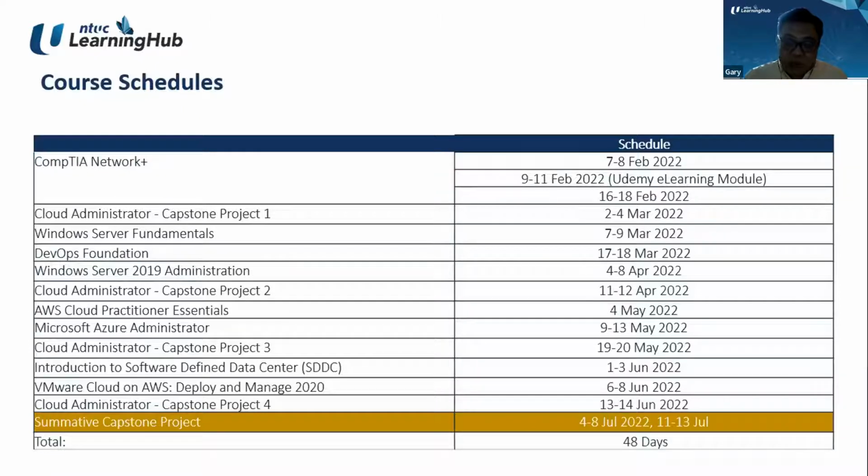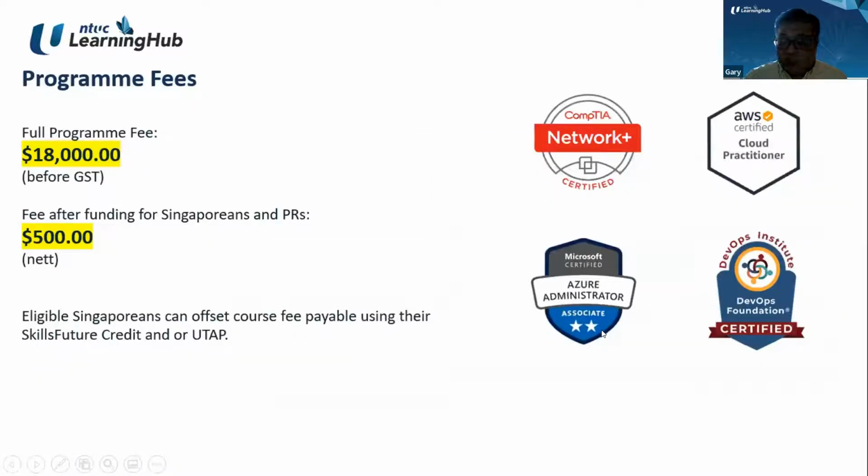So the schedule starts with the first class. For this cohort, there is only one cohort, with only 22 seats for this SGUS cohort. The class will start on 7th of Feb, just immediately after Chinese New Year, and end on 13th of July. As shared earlier, the program fee is $18,000. You only need to pay $500, and you can use your SGUS or your UTAP to offset it if you're an NTUC member.